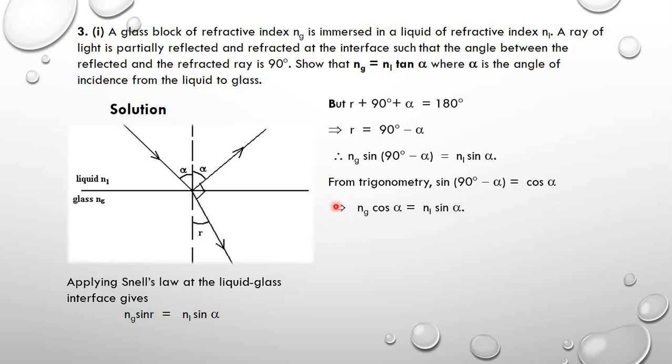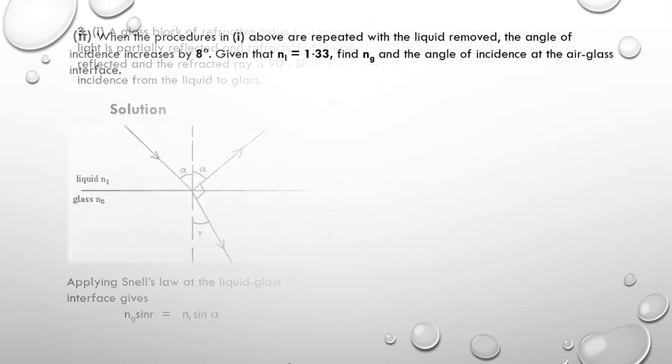And then divide through by cos alpha, we shall have Ng is equal to NL times sin alpha divided by cos alpha. Sin alpha divided by cos alpha is tan alpha, so we shall have Ng is going to be NL tan of alpha. And hence we would have proved that Ng is equal to NL tan of alpha. Let's look at the next question.